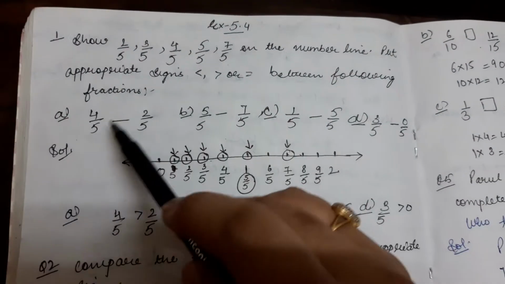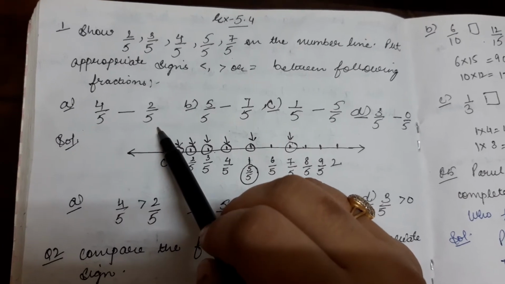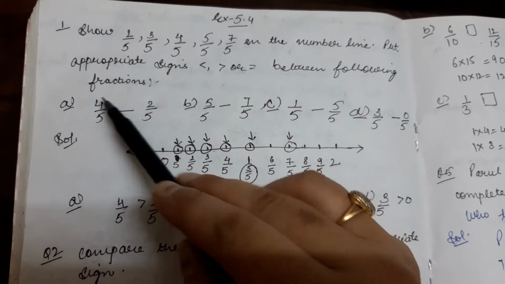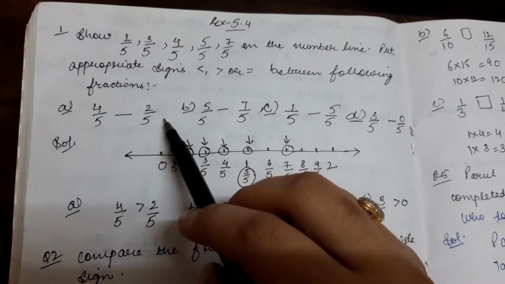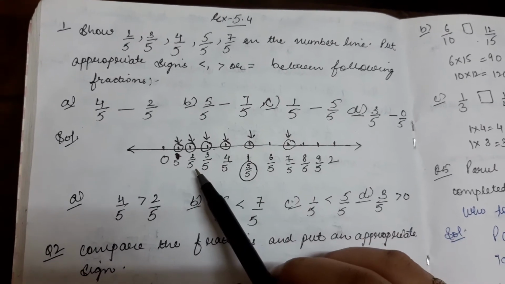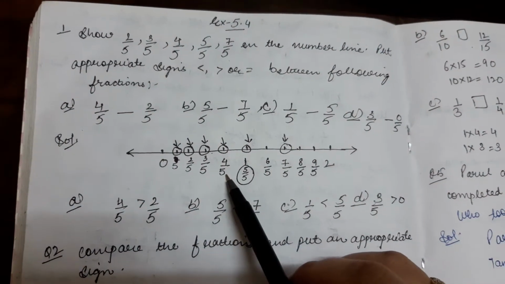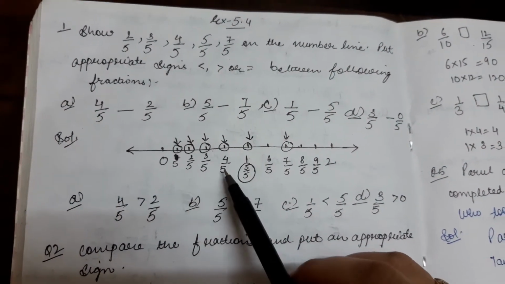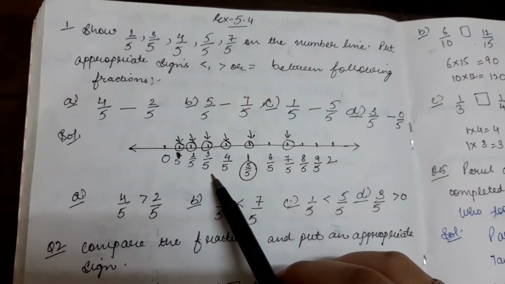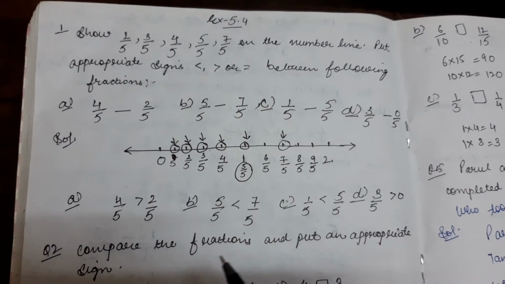Now I have to compare these fractions 4 by 5 and 2 by 5. As we know, if the denominators are the same, we just compare the numerators. Here 4 is greater than 2. So 4 by 5 is greater than 2 by 5. But if we want to compare on the number line also, we know the right side number is greater than the left hand side number on the number line. As you can see, 4 by 5 is to the right of 2 by 5. So 4 by 5 is greater than 2 by 5. Always keep this in mind: when we are looking at the number line, the number to the right is always greater.